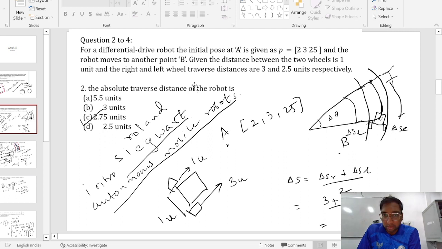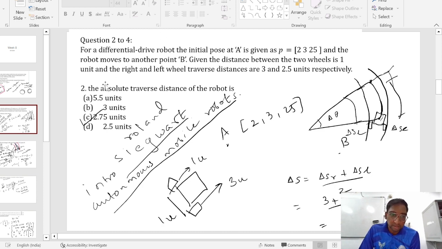For a differential drive robot, the initial pose is at A, and then it moves to B. The distance between the two wheels, 2L, is given as 1, and the right and left wheel travel distances are given. The right wheel travels 3 and the left wheel travels 2.5 units. We just have to calculate delta S. Delta S is given by delta SR plus delta SL by 2. So (3 plus 2.5) by 2 is 2.75. Such questions can be expected.